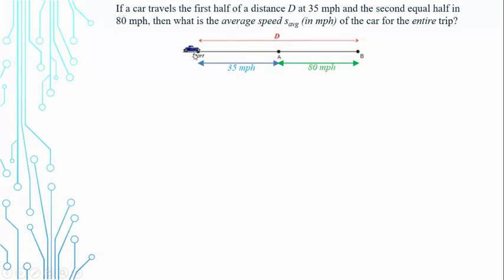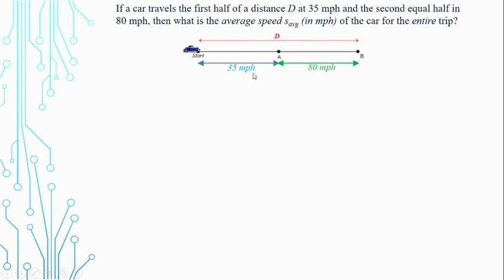But the problem breaks it up into two equal parts. It says that the first part of the distance is traveled at a rate of 35 miles per hour. And then for the second half, which is from point A to point B, it is moving at a faster rate of 80 miles per hour. And the question asks us to find the average speed in miles per hour for the entire trip.